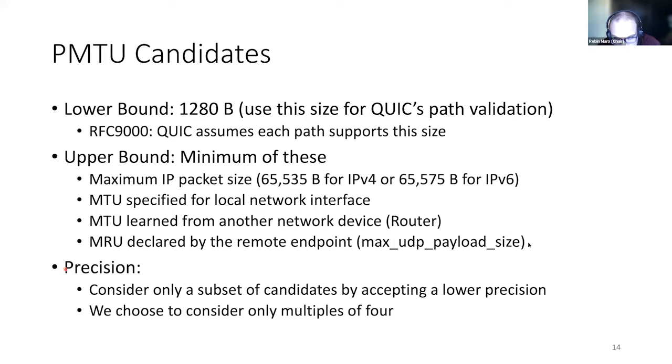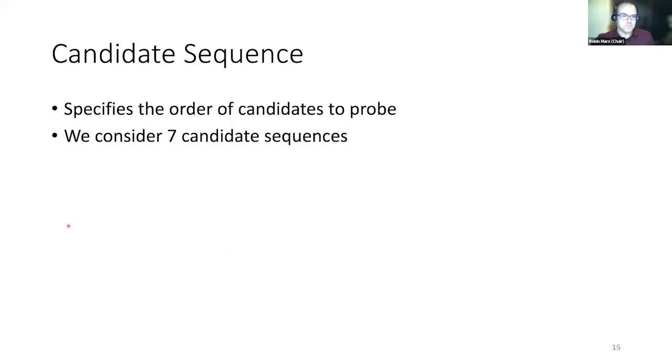If we know our bounds, we can reduce the number of candidates when accepting a lower precision. For example, as described in our paper, we choose to consider only multiples of 4 as possible candidates. Next, we specify the order of candidates to probe. For this, we consider 7 different candidate sequences.